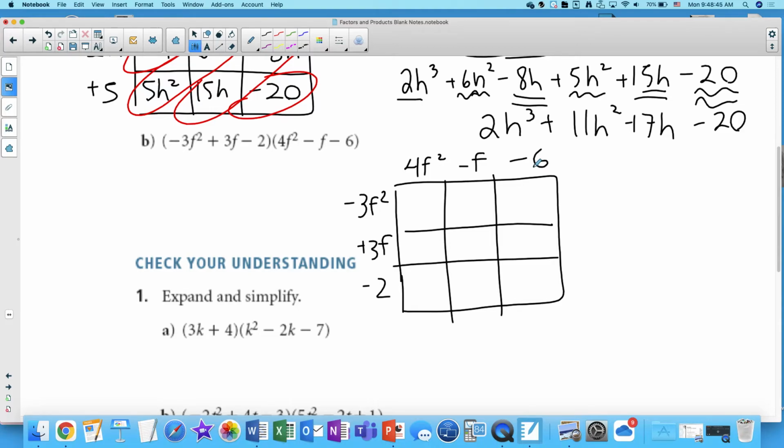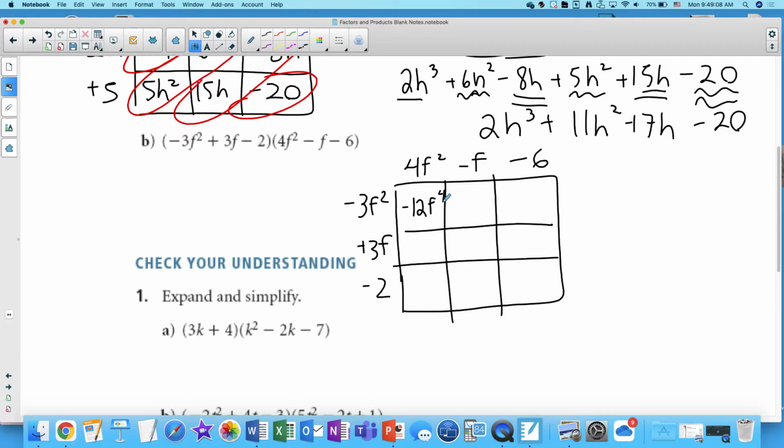Negative 12f to the 4, exactly. Good, okay? So if you didn't master your product rule in the last unit, you're going to get it this time because we're going to use it a lot. So I multiply the negative 3 by the 4, and then f squared times f squared is f to the 4 because we can add these two exponents, okay? Negative 3f squared times negative f.